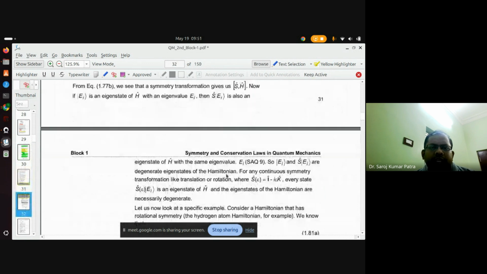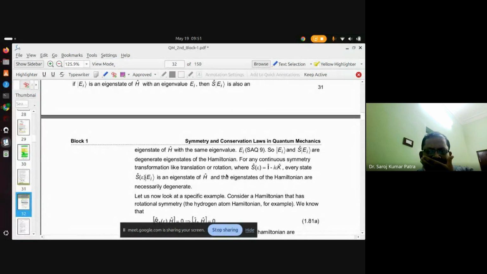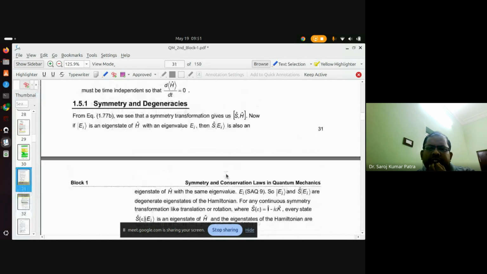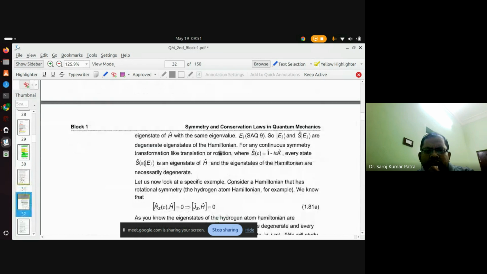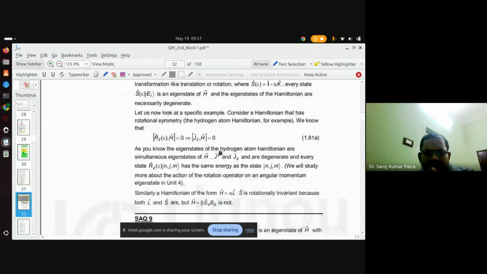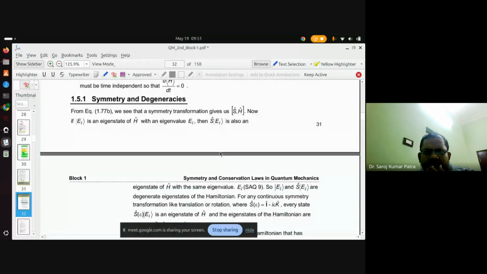Next is symmetry and degeneracy. Degeneracy का मतलब है कि more than one state will satisfy the same condition. ठीक है, तो अगर symmetry operation हम ले रहे हैं S, we see that the symmetry operation gives us SH commutator. Now if EI is an eigenstate of H with eigenvalue EI, then SEI is also an eigenstate.